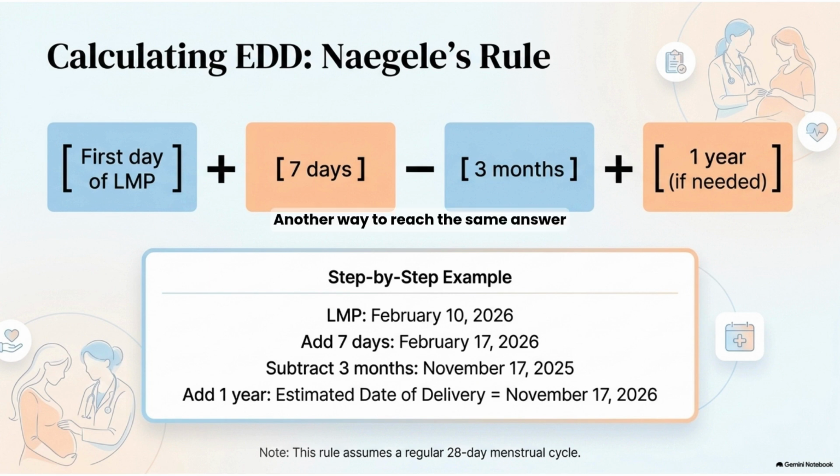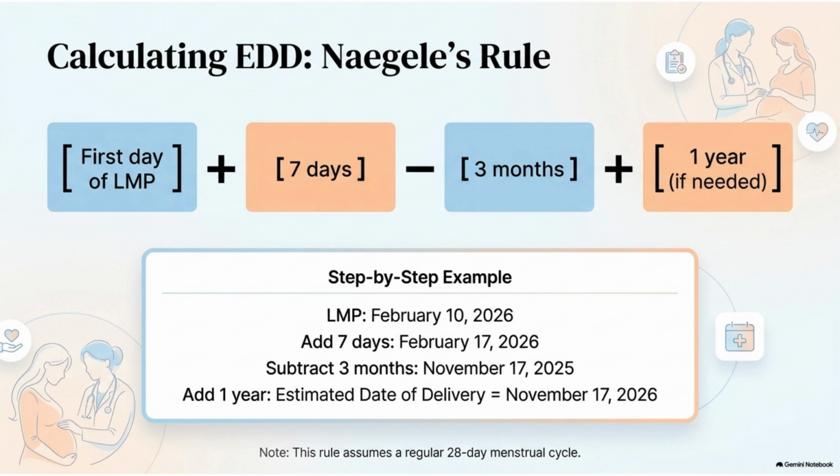Another way to reach the same answer is to add 7 days and 9 months. Remember that this is an estimate, not a guaranteed birth date. The calculation assumes a regular 28-day menstrual cycle with ovulation near day 14. If the cycle is irregular or the LMP is uncertain, the healthcare team will compare the result with the earliest reliable ultrasound and other clinical information. Always document how the estimated date was established.